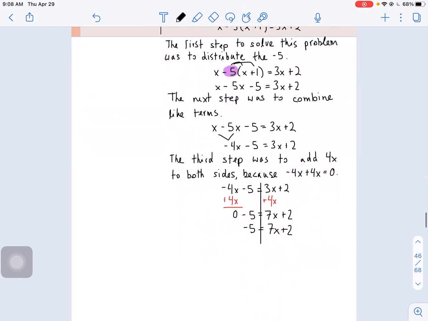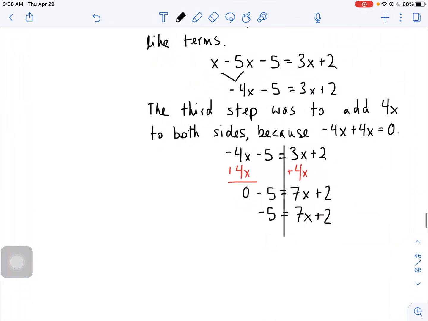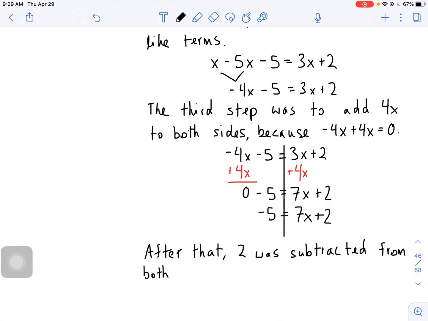So I'm going to say after that, 2 was subtracted from both sides because +2 minus 2 equals 0.